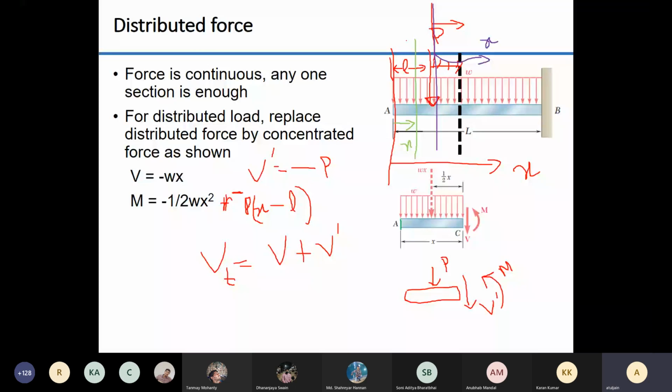Every time you make a new section, do not change your coordinate axis system. Don't change the value of x. X is always measured from the tip. All your equations for V and M will come out very consistent. Much easier. I am assuming that what I'm trying to say is not clear, so let me make a new slide and let us try to understand what I'm trying to say.